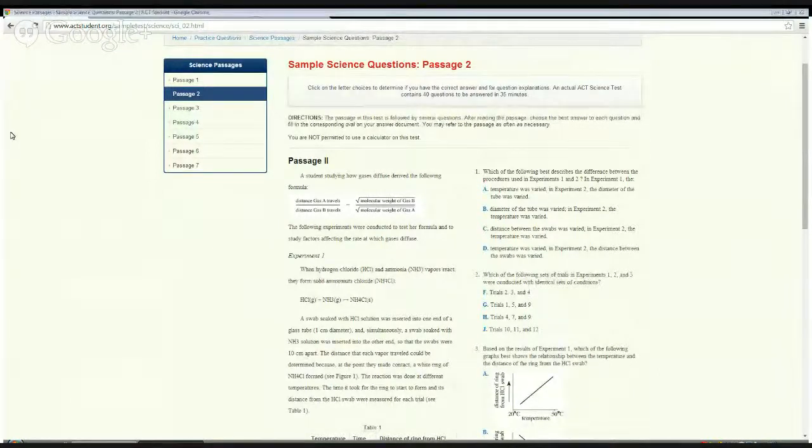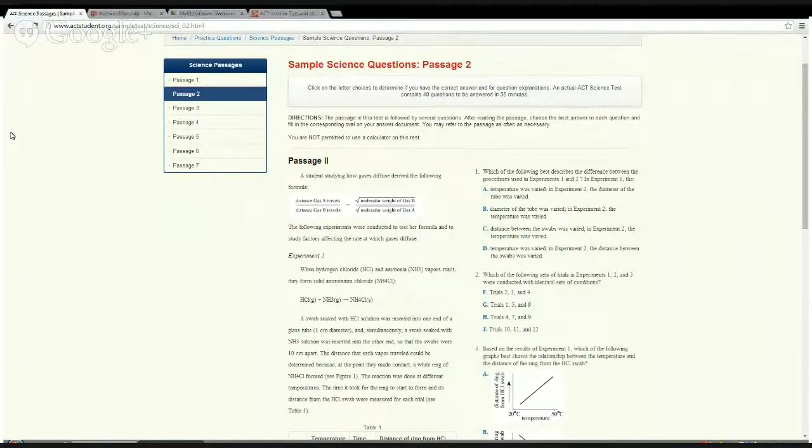Directions are the same. The passage in this test is followed by several questions. After reading the passage, choose the best answer to each question and fill in the corresponding ovals on your answer document. You may refer to the passage as often as necessary. You can't use a calculator. So the directions are the same, even though it is a little bit different. Here, obviously, the passage is some text, but also some charts and pictures as well, because they're describing an experiment.